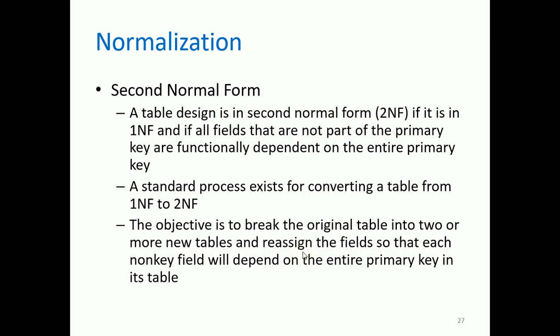Okay, next is the second normal form. A table is in second normal form, or 2NF, if it is in 1NF and if all fields that are not part of the primary key are functionally dependent on the entire primary key. A standard process exists for converting a table from 1NF to 2NF. The objective is to break the original table into 2 or more new tables and reassign the fields so that each non-key field will depend on the entire primary key on its table. It's like for normalization, you're just going to sort which of the fields should be in a group.